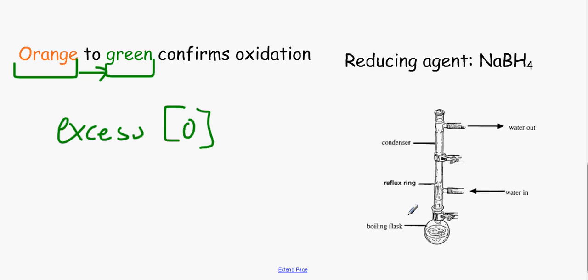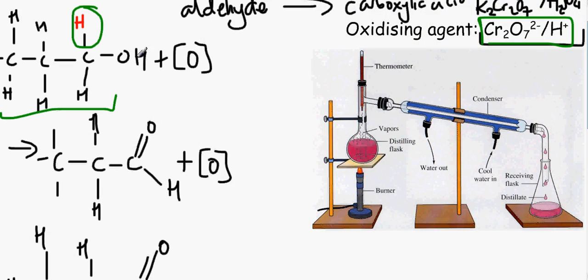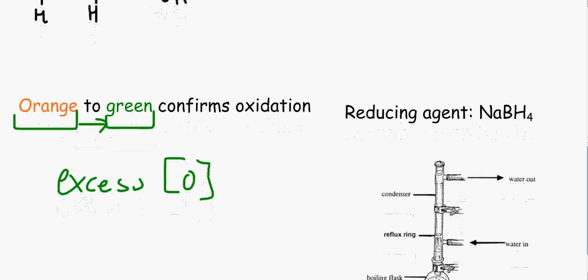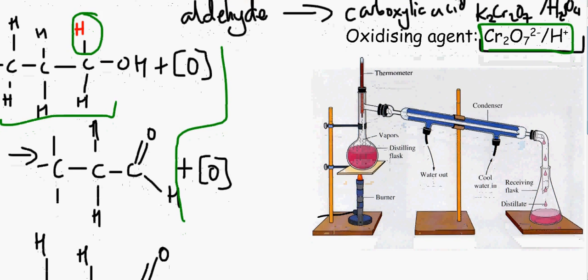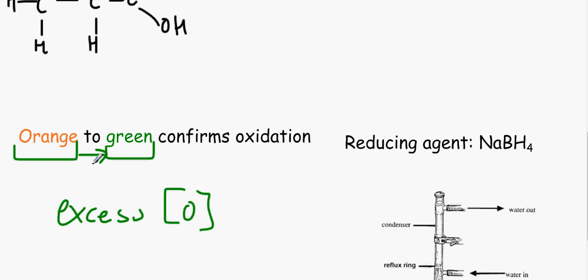And that will react with the aldehyde to make the carboxylic acid. Okay, so all of this happens in the reflux, but only this happens in the distillation apparatus. If you want the color change, it's orange to green. And we can reduce it. We can go back by using sodium borohydride.